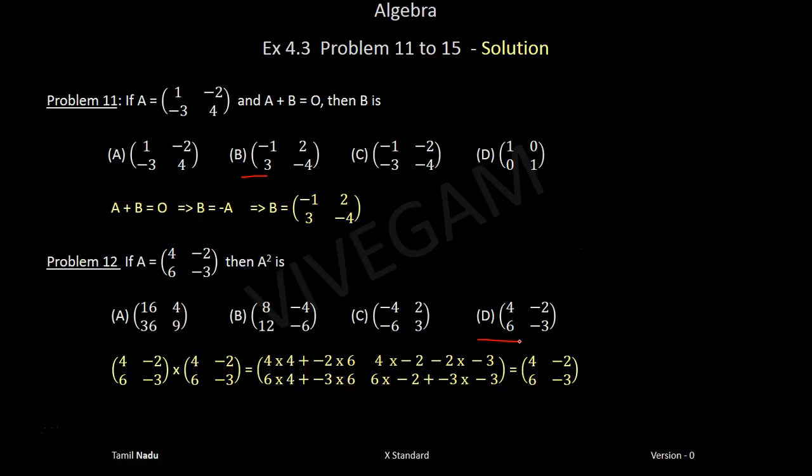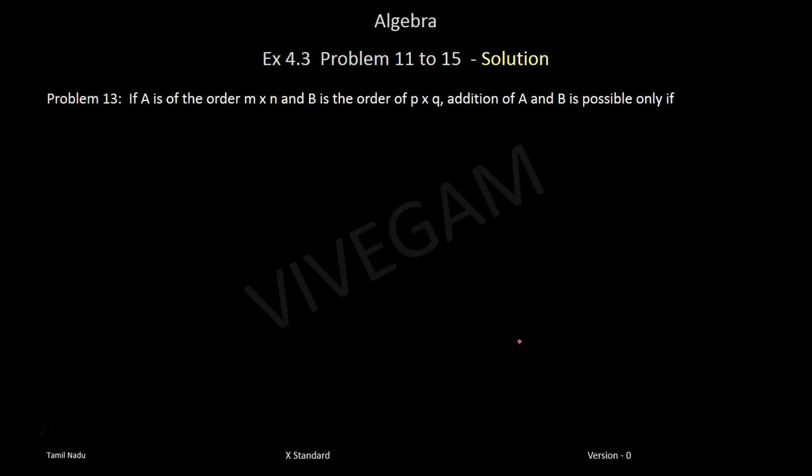Okay. Next, problem 13. If A is of the order m by n and B is the order of p by q, then addition of A and B is possible only. Addition of the matrices is possible only with similar order, or the order must be same. So m must be equal to p and n will be equal to q. So that is basically option D.